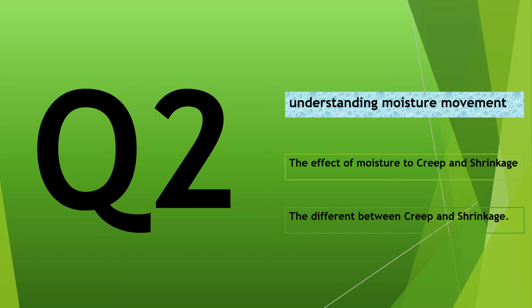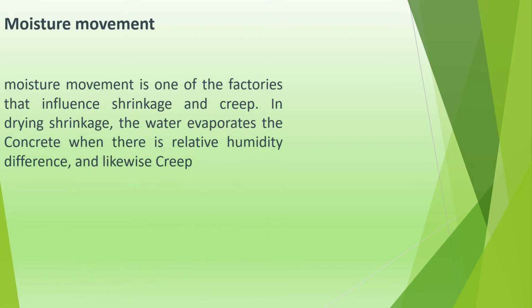Okay, first of all, we will understand moisture movement, second how it affects, and finally what is the difference between them in terms of moisture movement. Moisture movement is one of the factors that affect this, and we already know that. In dry shrinkage, water evaporates. Likewise with creep, water also evaporates. So, what is the mechanism and how does water evaporate?